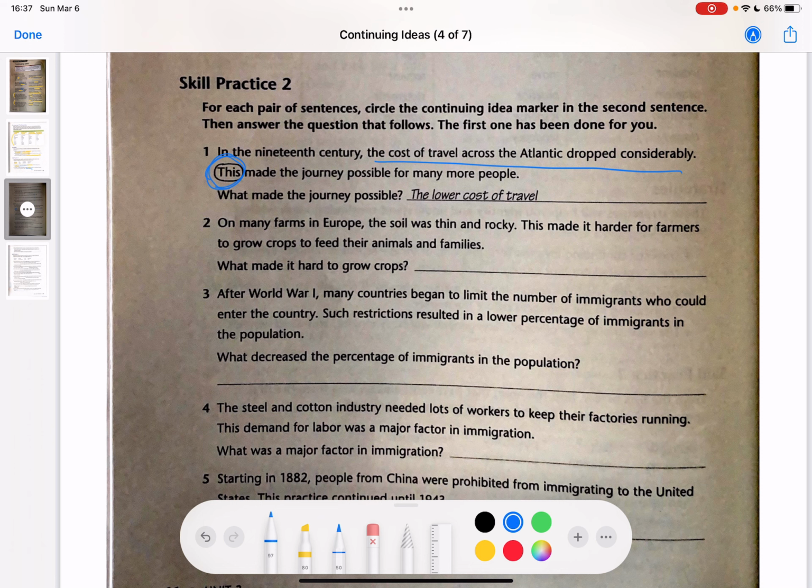On many farms in Europe, the soil was thin and rocky. This made it harder for farmers to grow crops to feed their families. Go ahead and pause the video for a moment, find the continuing idea marker, and answer the question.